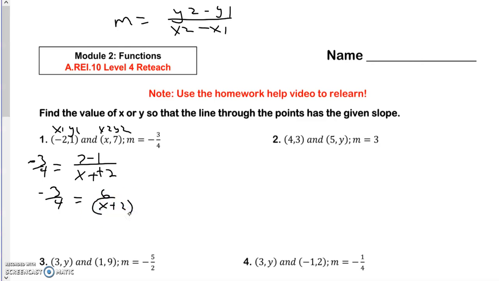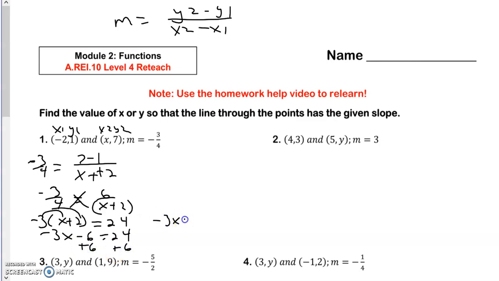At this point, I'm going to put the x plus 2, and then we're going to cross multiply. So I'm going to get negative 3 times x plus 2 equals 24, 4 times 6. Then I'm going to distribute, and I'm going to get negative 3x minus 6 equals 24. I'm going to add 6 to both sides, and I'm going to get negative 3x equals 30. I'm going to divide by negative 3, and in this case, x equals negative 10.